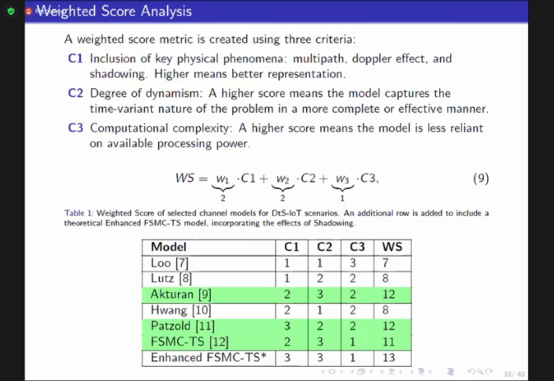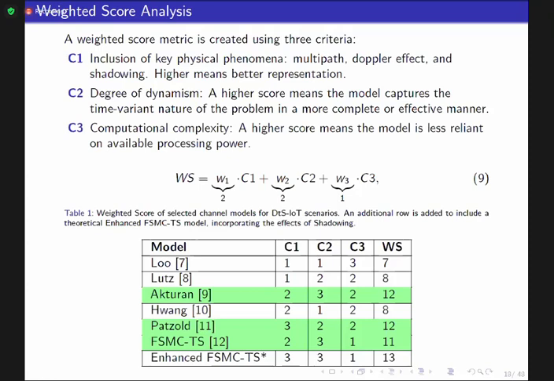When you talk about the degree of time variance, you usually have very static models. The big outliers here are, of course, the Actura, the Patzel, and the FSM-CTS model, which have a certain way to include time variance. So this leads to the scores in column 2. And in general, you don't have very complex models, with the only exception being the FSM-CTS model, right, which leads to the lowest score in column 3.